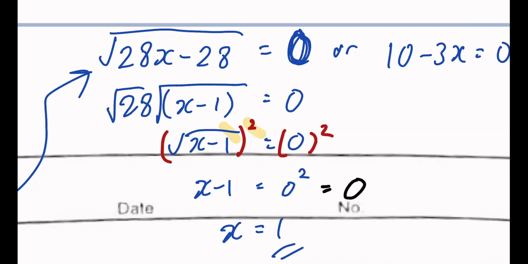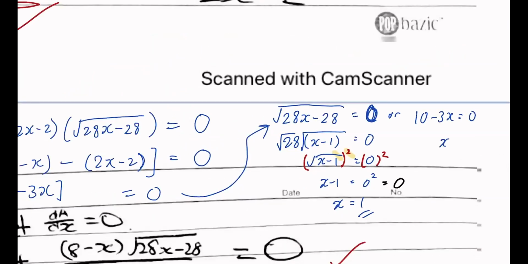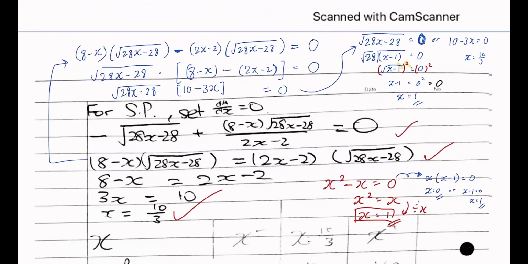How about the other guy? 10 minus 3x, x equal to 10 over 3. Did you get that? 10 over 3? Okay, very good. So now actually there are 2 turning points. There's actually one turning point here, another one there.